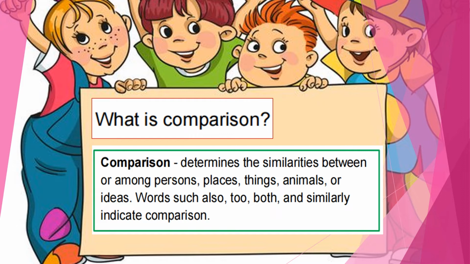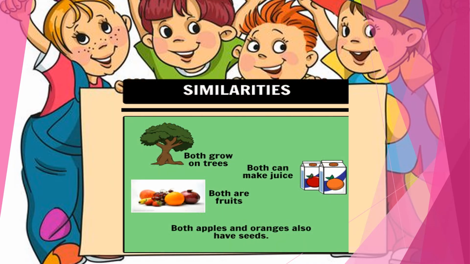Okay, now I have an example here. Talking about similarities or comparing things, comparing persons, comparing places. Here, we compare the apples and the oranges. When we say compare, we will describe, we will tell what their similarities are between the apples and the oranges.